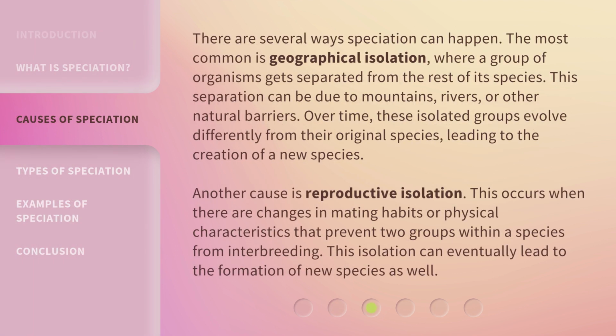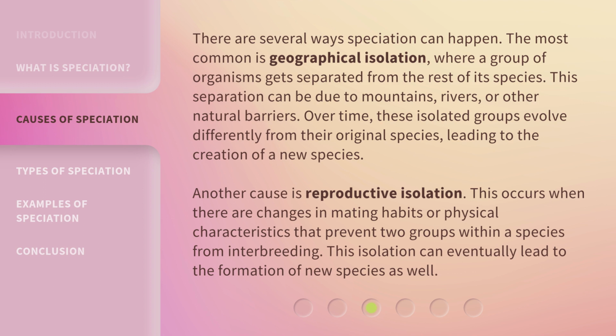There are several ways speciation can happen. The most common is geographical isolation, where a group of organisms gets separated from the rest of its species. This separation can be due to mountains, rivers, or other natural barriers. Over time, these isolated groups evolve differently from their original species, leading to the creation of a new species.